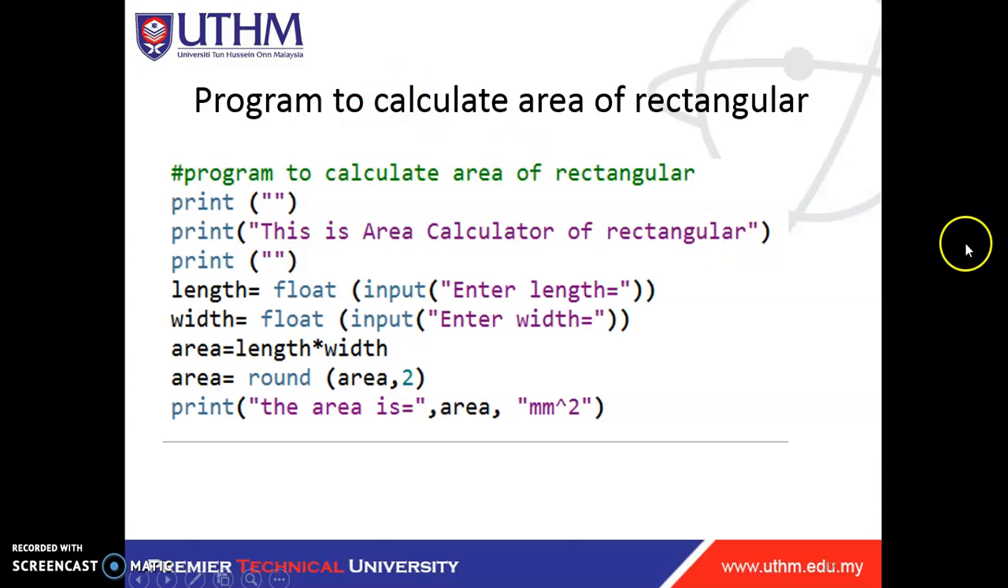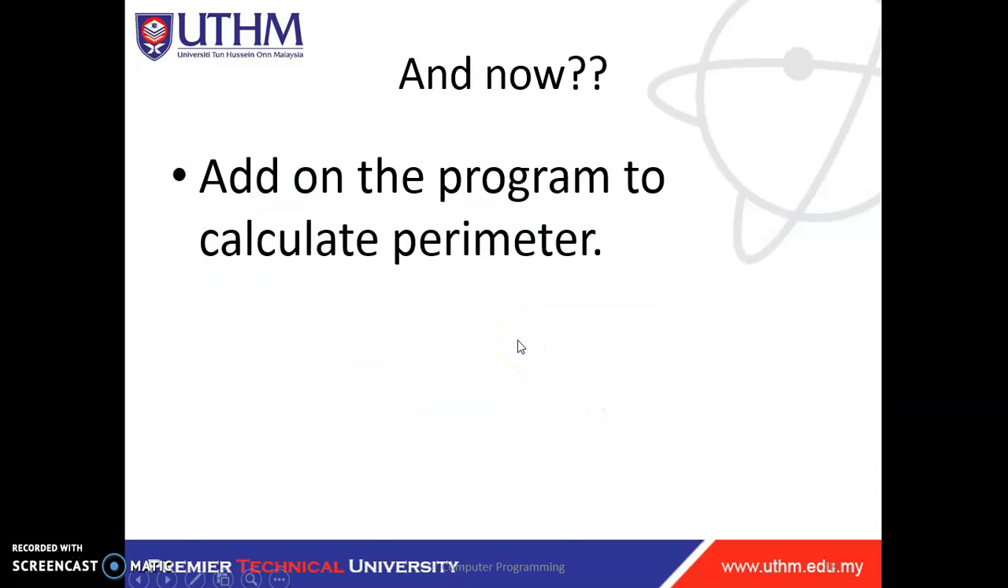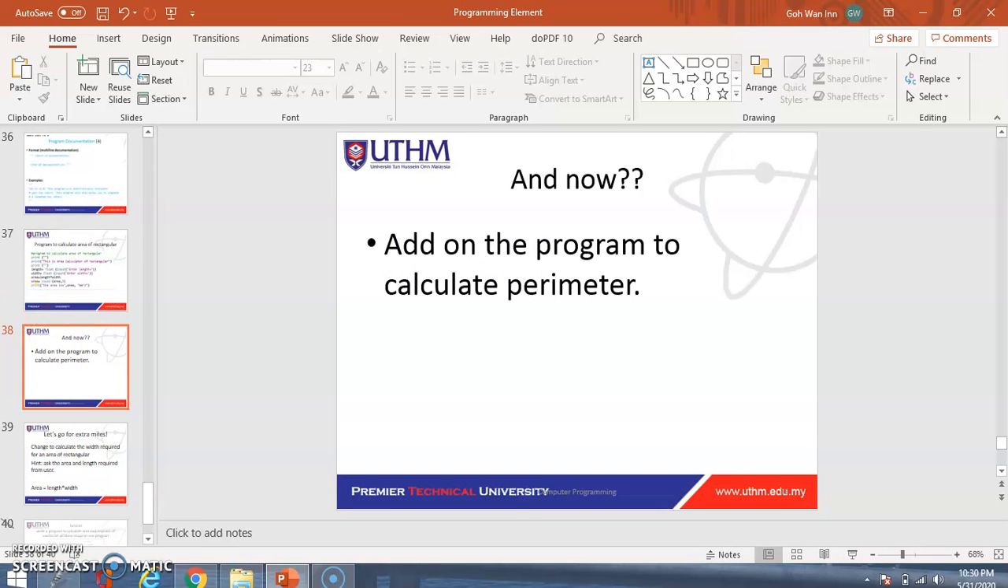The program to calculate the area of a rectangle is similar to the one just now. You can type this at home. This program calculates the rectangle, then you assign this, similar to the previous one. What you have to do now is add the program to calculate the perimeter. You need to try to do it. You can pause this screen and then proceed to do it.